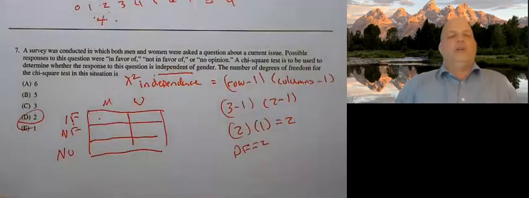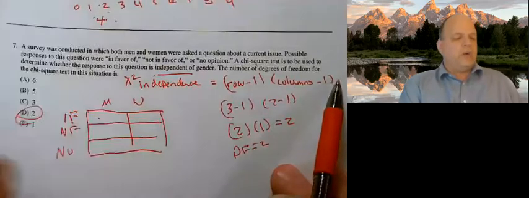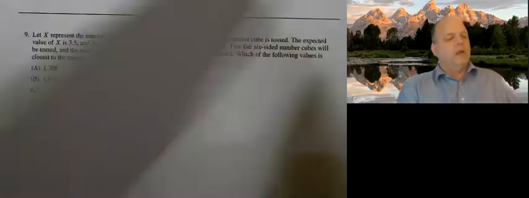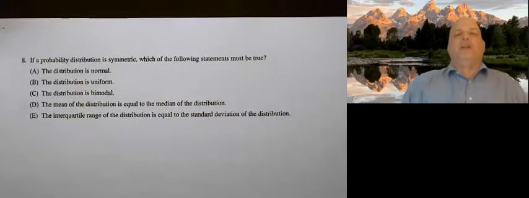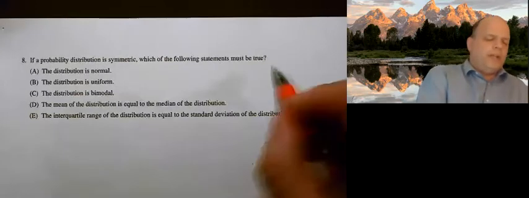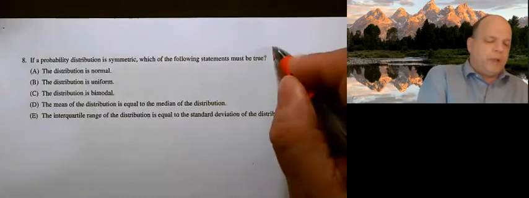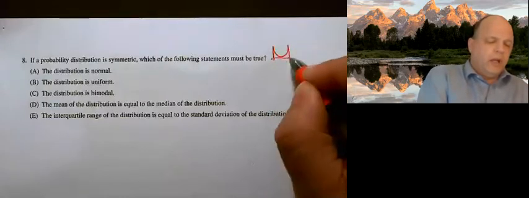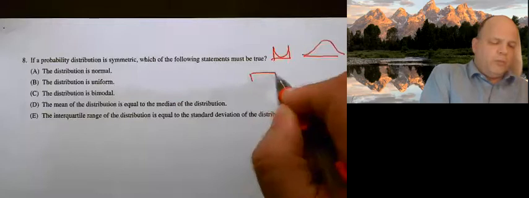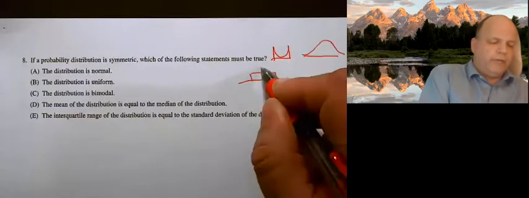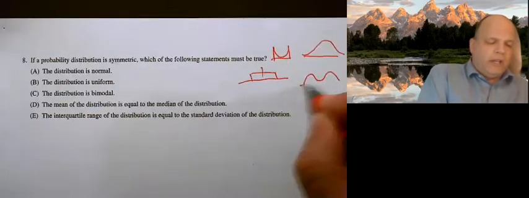And if you'd swapped your rows and columns, it wouldn't have mattered. It still would have given you exactly the same answer. There's not a correct way to assign those. Okay, number 8. If a probability distribution is symmetric, which of the following must be true? Well, please remember, a symmetric probability distribution can be several different shapes. It might look just like a parabola, something like this. It could be mound shaped. Could be uniform, because I could cut that in half. It might even be bimodal or multimodal, because again, I can cut this in half.